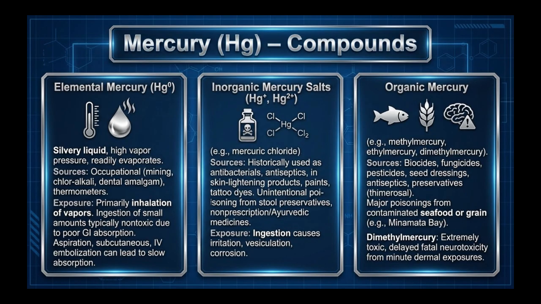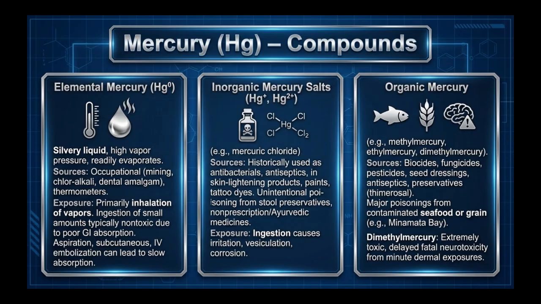Mercury is a metal known for its widespread toxicity, affecting multiple organ systems. Its various forms each present distinct toxicologic profiles, routes of exposure, and treatment considerations. Understanding these distinctions is crucial for accurately diagnosing and managing mercury poisoning. Mercury exists in several physical and chemical forms.